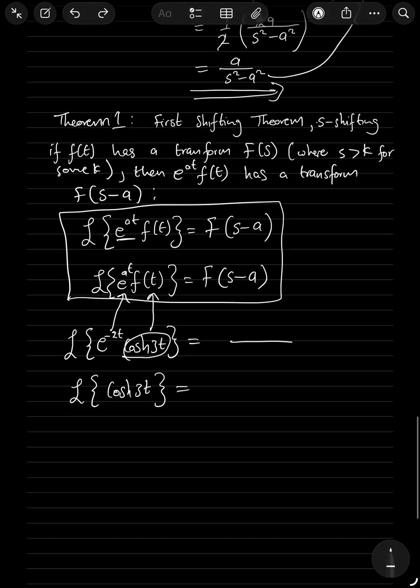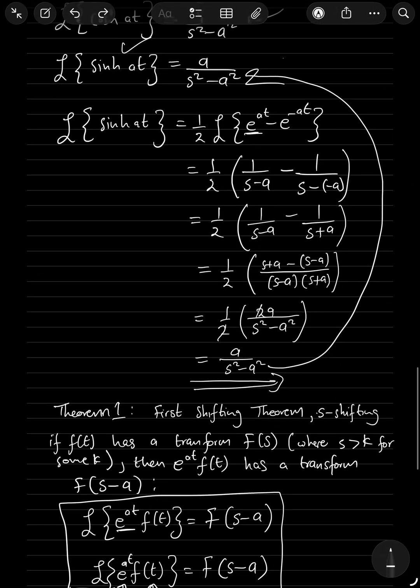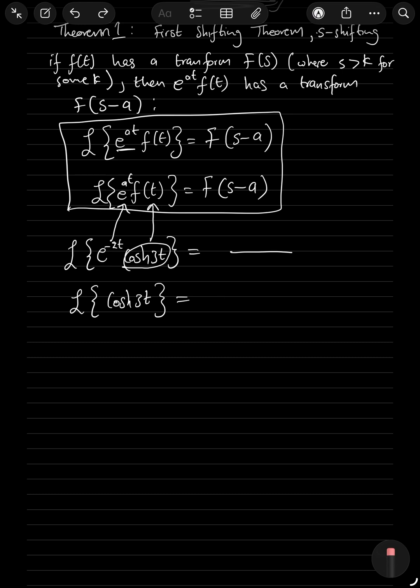For this one, it is going to be s over s squared plus omega squared, where omega is 3, so 3 squared, isn't it? That's how it's going to be if it's just cos 3t, right? But now we are introducing e to the power minus 2t. So what are we going to do? Where there is s here, we need to shift by these constants.